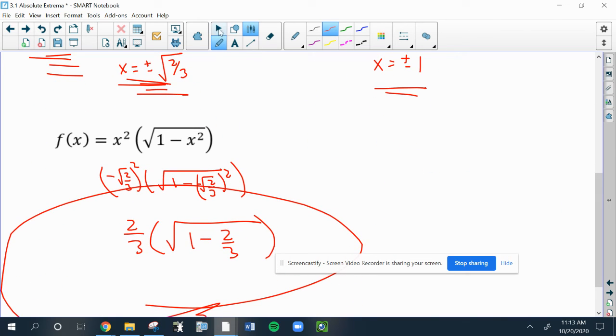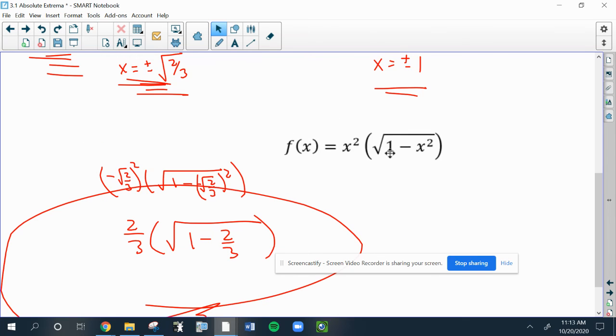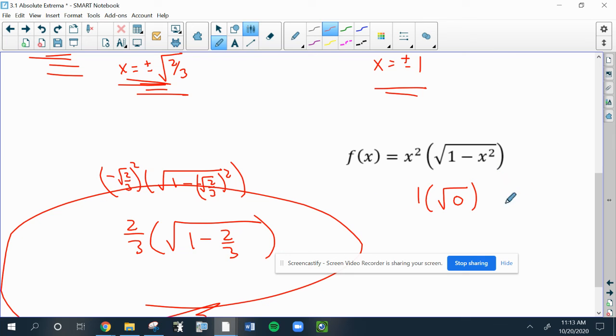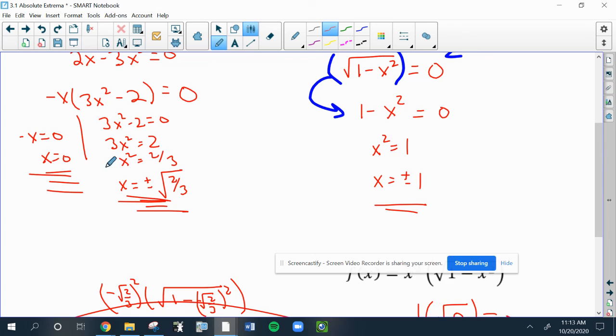When you plug plus or minus 1 into this, a common mistake is plugging 1 in here and saying, whoa, it's 0. It's undefined. That's not true. It's only if you're dividing by 0 would it be undefined. So if you plug 1 or negative 1 in here, you're going to get 1 times the square root of 0, which is absolutely fine. It equals 0. It's defined. Therefore, we have 5 critical numbers. That one, that 2, and these 2.